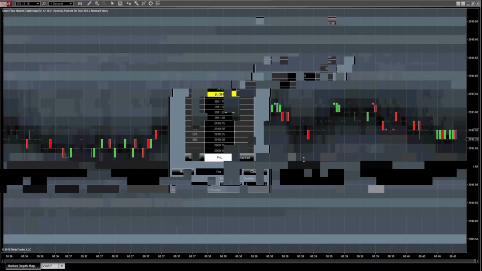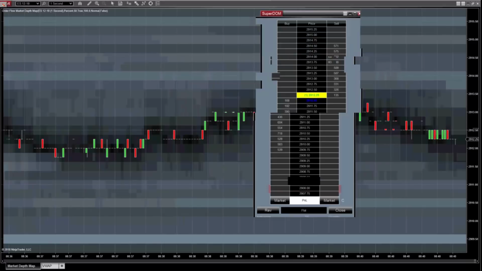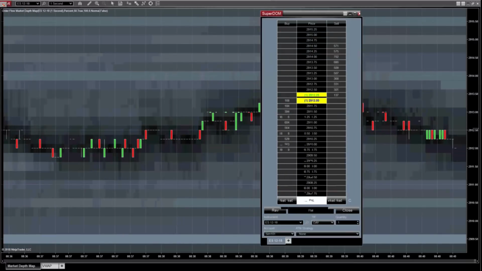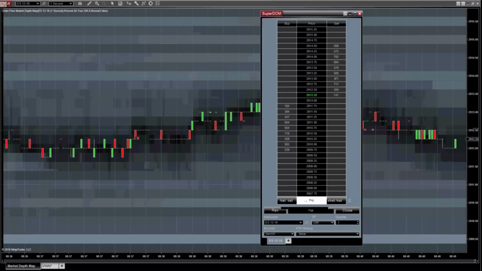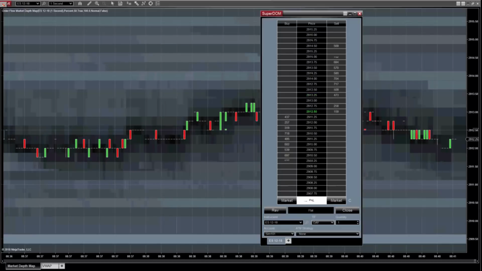And I'm going to pull a Superdome into view here. If we compare the market depth map to a Superdome, we could see that the more opaque price levels on the chart correspond with greater levels of market depth that we can see on the Superdome. These can potentially be levels of support and resistance.